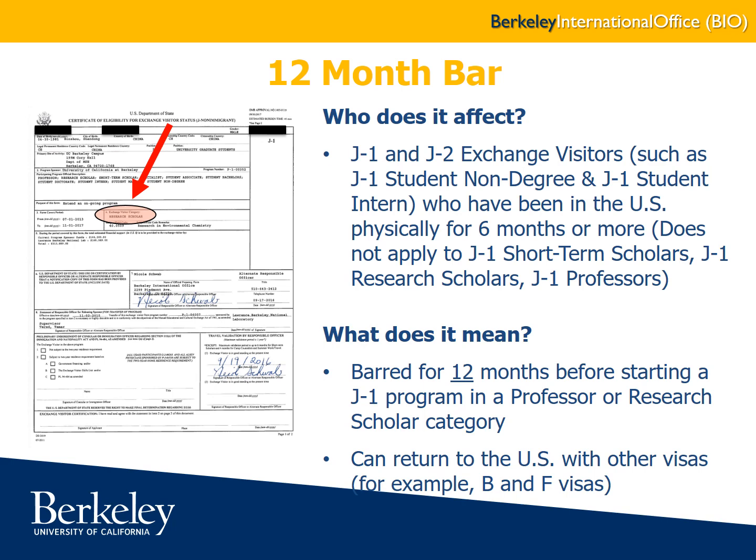After your program ends, if you wish to return for a new J program in either the Research Scholar or Professor category, you would need to wait 12 months from the date you leave the U.S. before you can start a new Research Scholar or Professor J program. This does not mean that you cannot enter the U.S. in a different visa status, such as B or F.